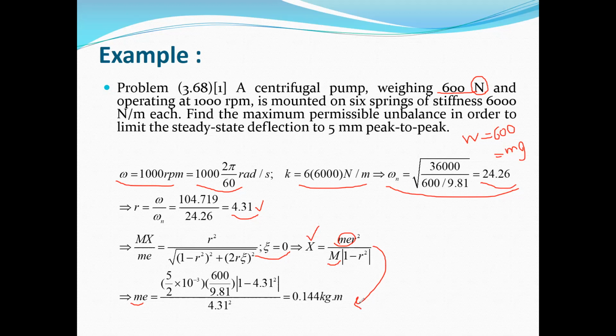So this time the unknown parameter is me, but in the previous example the unknown parameter was, I think, x, the amplitude of the response. Here we need to calculate the permissible unbalance in the system. Any question?